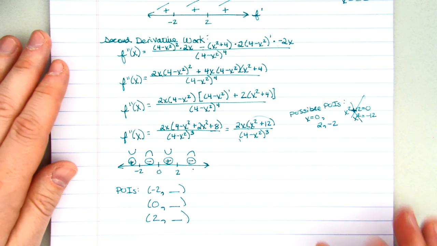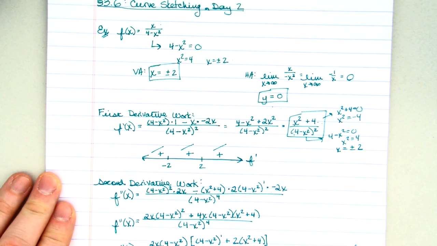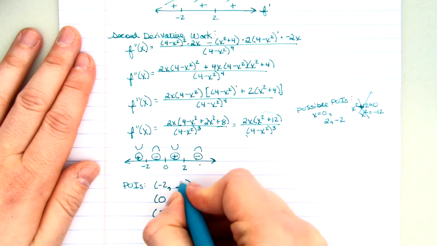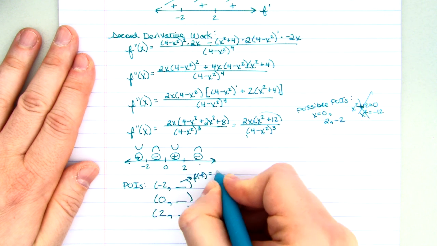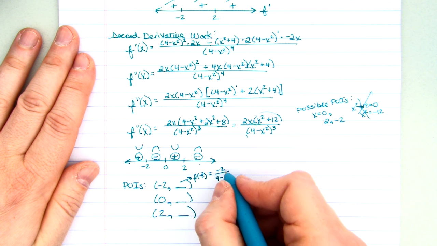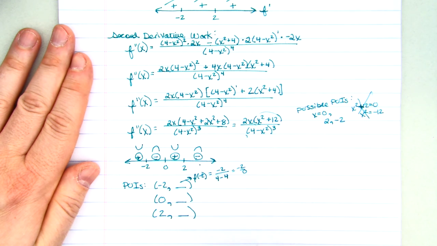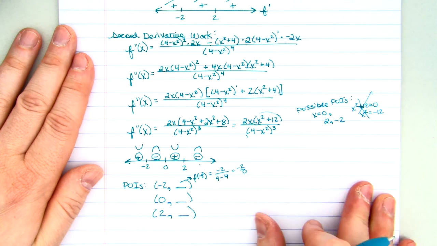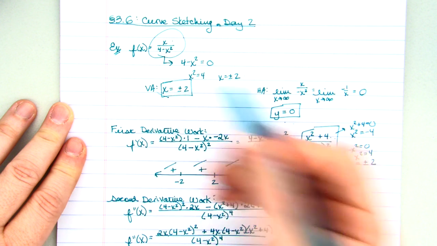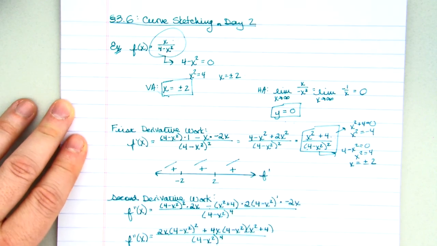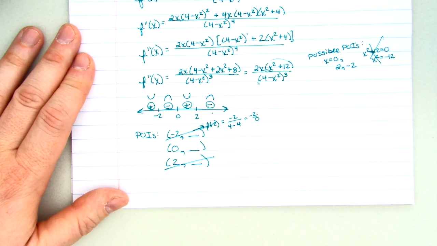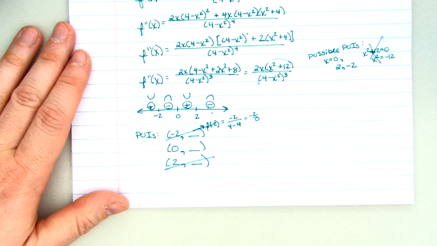To find the y-coordinates, we plug back into the original. My original function: x over 4 minus x squared. Well, f of negative 2 is going to be negative 2 over 4 minus negative 2 squared. That's 4. Oh, wait a minute. Negative 2 over 0. I don't think so. That's undefined. And, oh, wait a minute. Back in the very beginning, we said there was a vertical asymptote at x equals plus or minus 2. Of course it's going to be undefined. Yes, concavity changes there, but it doesn't count as a point of inflection, so that's out. And for the same reason, 2 comma something's out, because I'm not actually going to have a point there.